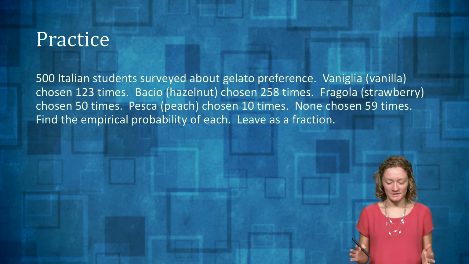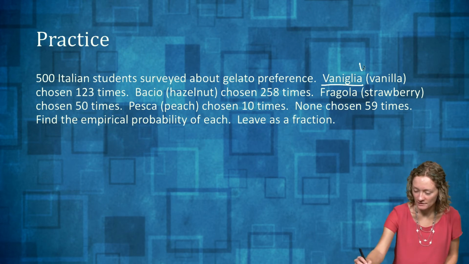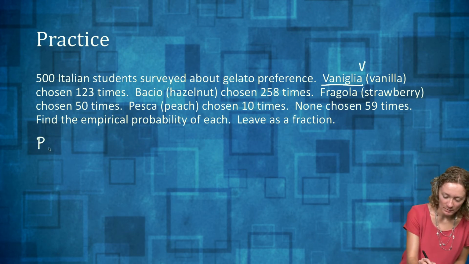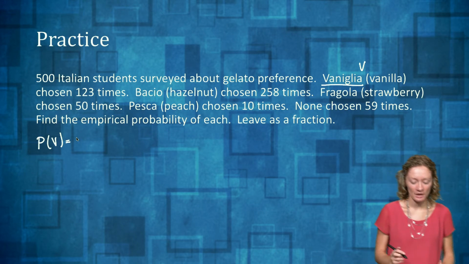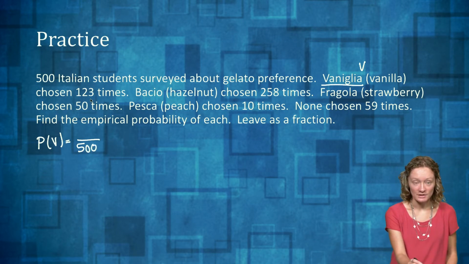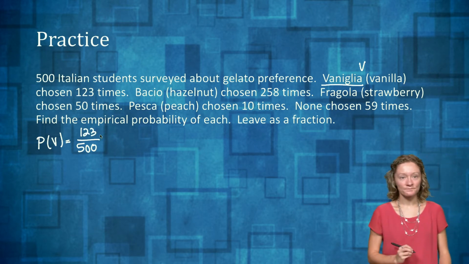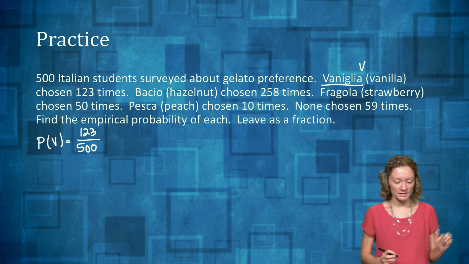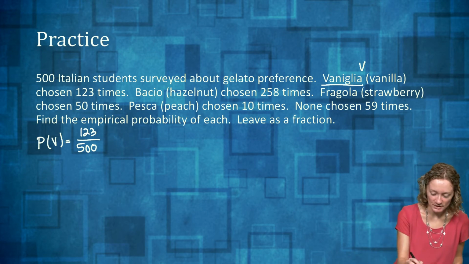Okay, so let's see if we're on the same page. The first one we're looking at is Vaniglia. I'll call this event V. The probability of Vaniglia being chosen on the next student coming in. There were a total of 500 students surveyed. Of the 500, how many did what we wanted, which was choose vanilla? 123. And this one, type in the calculator, hit change fraction, decimal to fraction, doesn't simplify. So this is as good as this one gets.